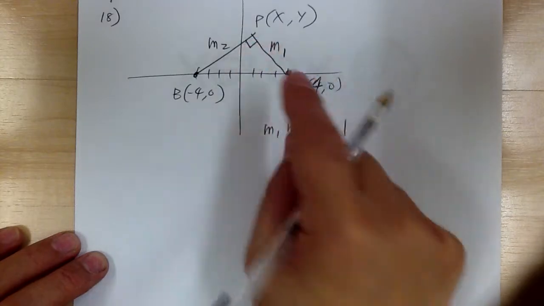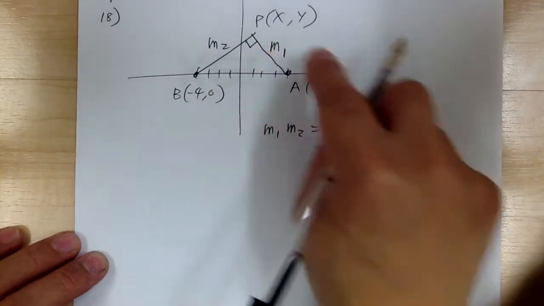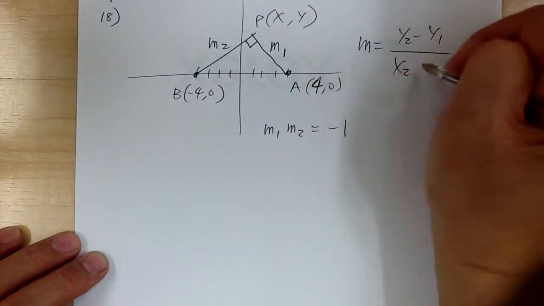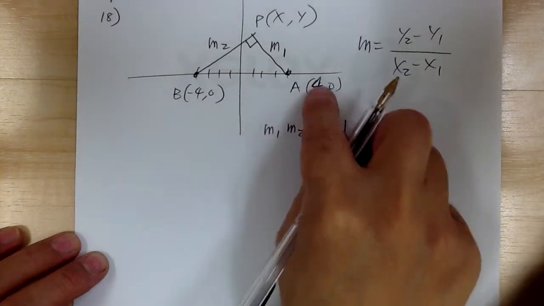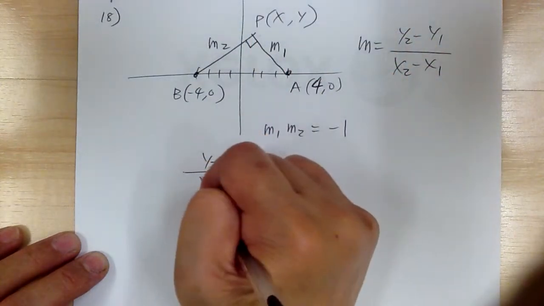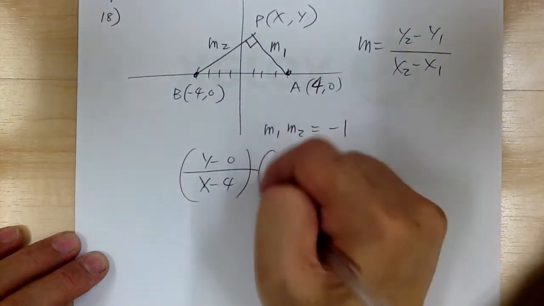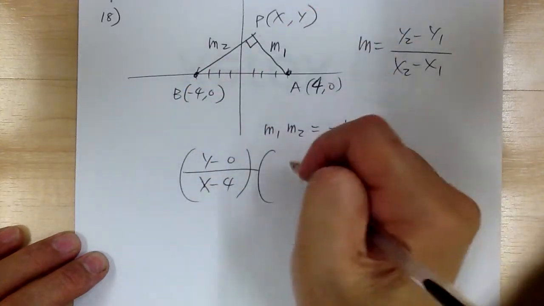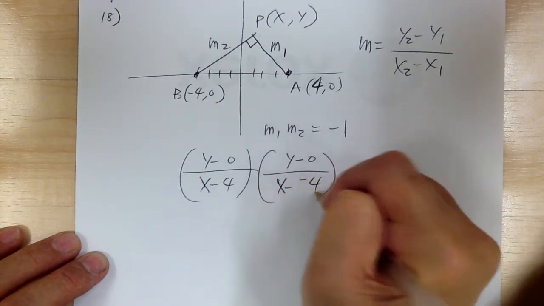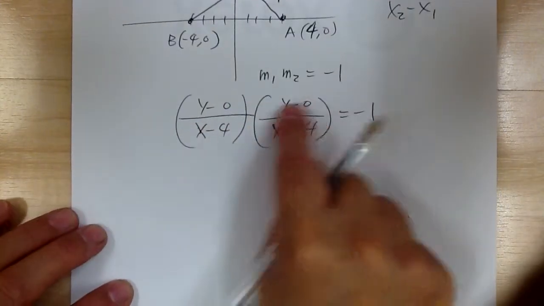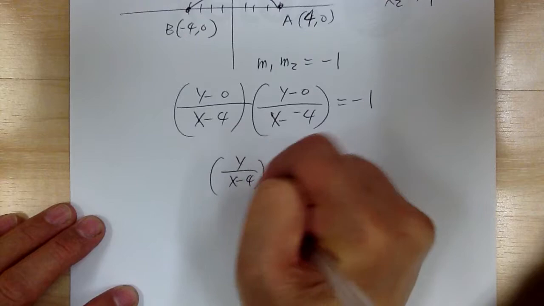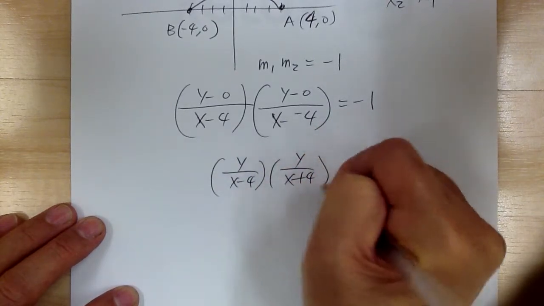Okay, so now you just apply the slope formula. The slope formula is y2 minus y1 over x2 minus x1. So M1 is going to be y minus 0 over x minus 4. That's M1. Now M2 is going to be y minus 0 over x minus -4. Then go and simplify to work it out. So you're going to get y over x minus 4. You're going to get y over x plus 4.